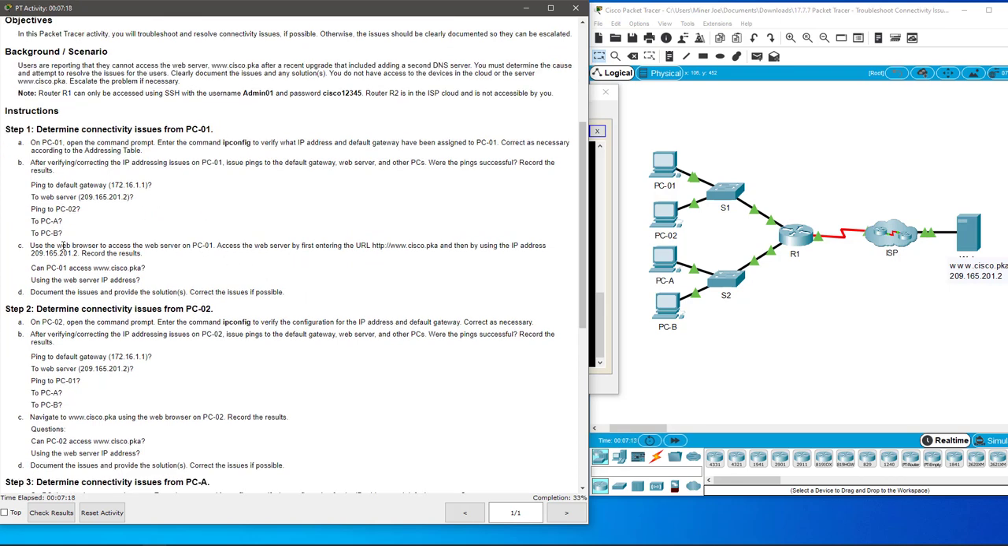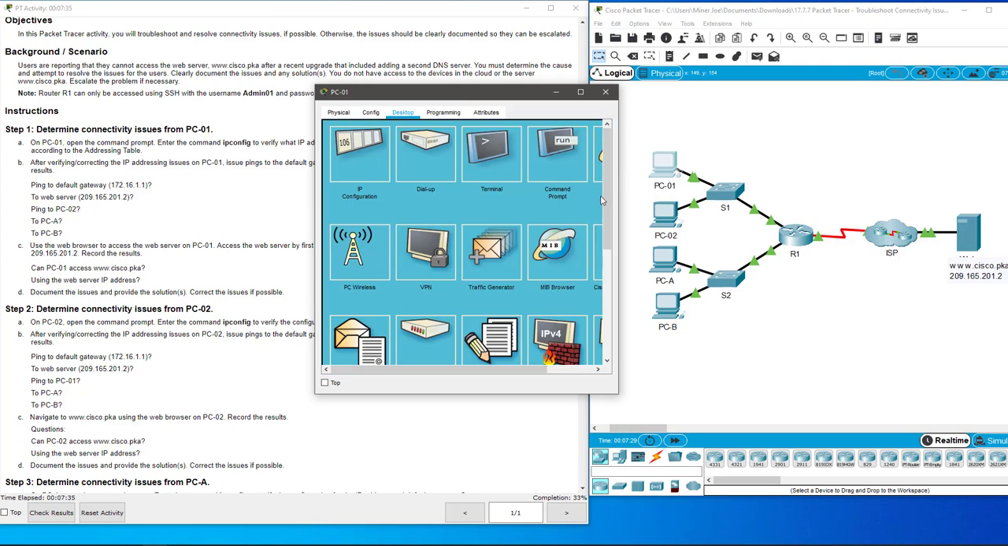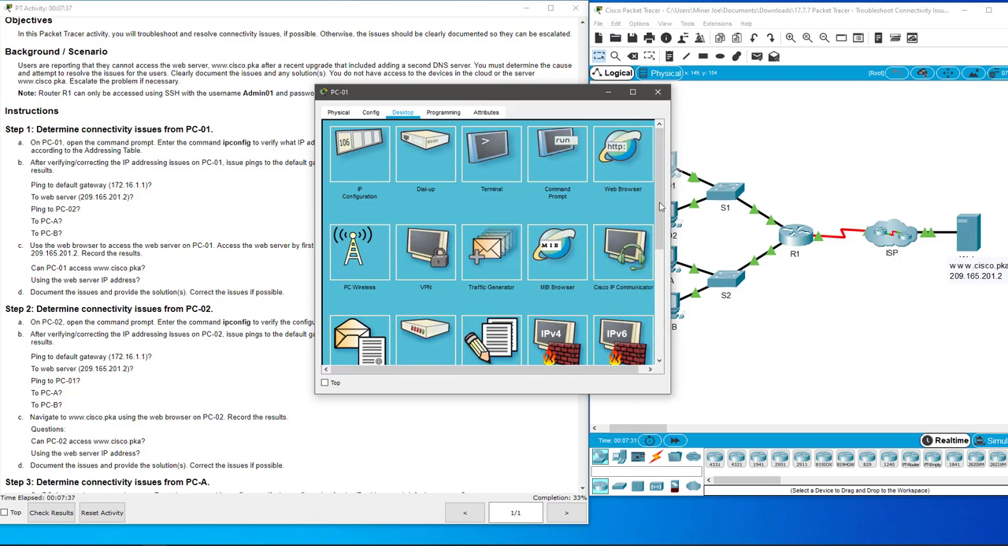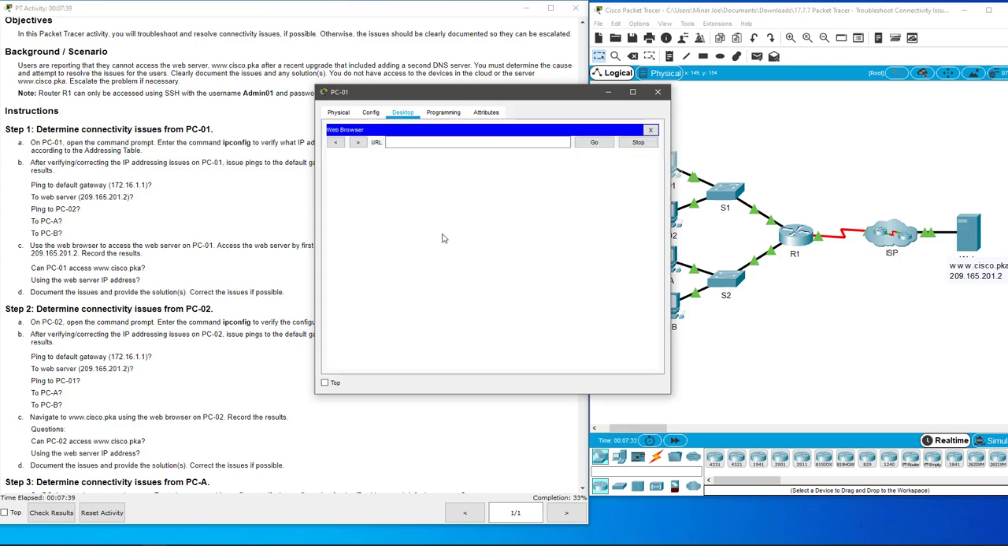The next thing it asks us to do is use a web browser to access the web server on PC1, so let's go ahead and give that a try. We'll put this domain name in there. I'm just going to Control C, I think that'll work for me, and we'll close this. Let's find that web browser, which is up here. I'm just going to paste that in and go. And it totally worked. So that's cool.